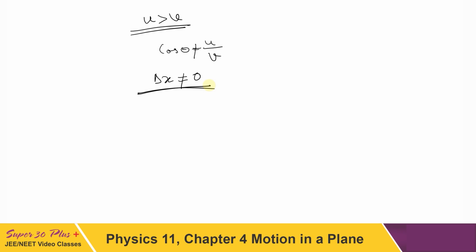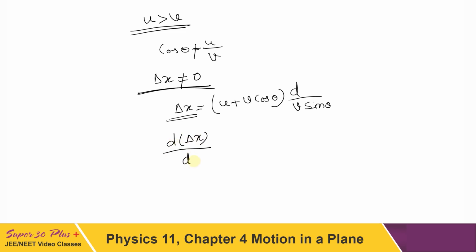But of course, in this case also, the distance travelled can be minimum. So if u is more than v, then also we have to consider the minimum drift. So let us write for the drift delta x, as we had written earlier also, this was u plus v cos theta multiplied with d upon v sin theta. This should be minimum, and for this to be minimum, if you differentiate, it should be equal to 0. So on differentiating, with respect to which quantity should it be differentiated? It has to be with respect to theta, because theta is the only variable involved here.